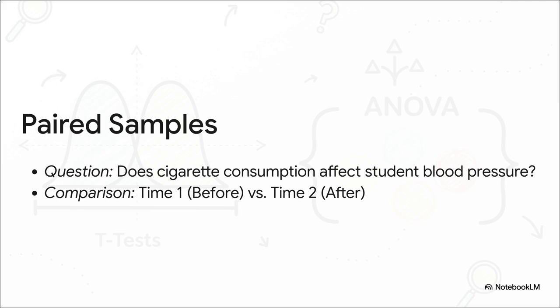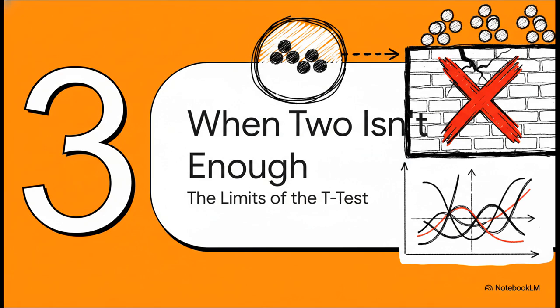Since the measurements are linked to the same individuals, they're not independent, they're paired. So the t-test is absolutely fantastic, as long as you have one or two groups. But what happens when our research gets a little bit more ambitious? Well, this is where we hit the ceiling of what a t-test can do for us.